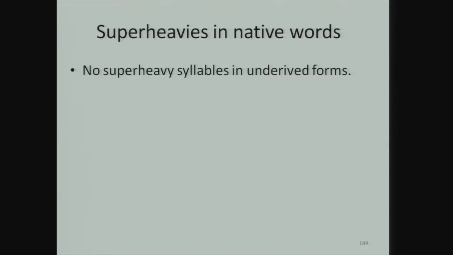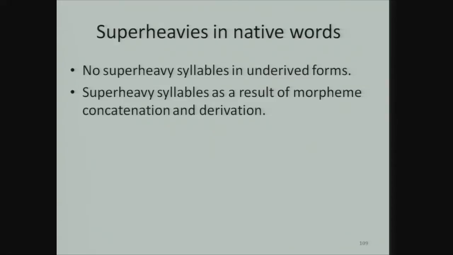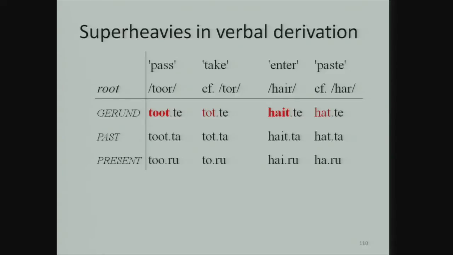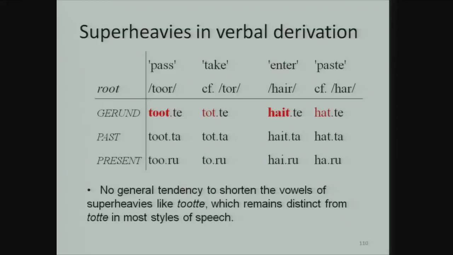But as we said, in native words there are no super heavy syllables. And only by morpheme concatenation and derivation do we find such super heavy syllables. So there are these verbal inflection cases, denominal adjective cases, and noun-forming cases that I'll just go through one by one from here. In the verbal derivation, if the root is CVVC and the suffix starts with a consonant, then we actually have a super heavy syllable derived, like totte versus the short one with totte, okay, or haitte, hair, H-A-I-R, that means CVVC creates a super heavy syllable. And there does not seem to be any general tendency to shorten the vowels of super heavies like totte, which remains distinct from totte, the other minimal pair.